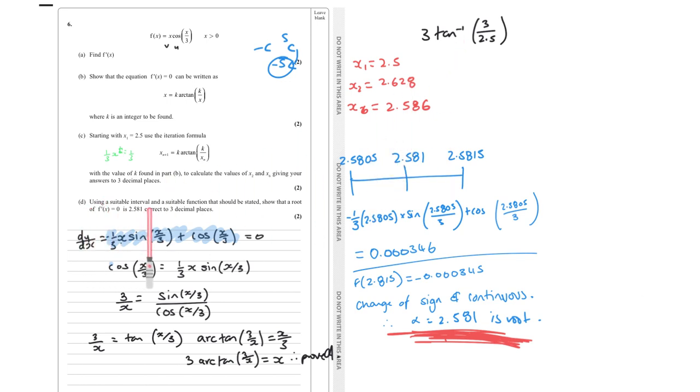Then part D, it says use a suitable interval and a suitable function. It's really important. You remember numerical methods. We need to change sign and we need it to be continuous.